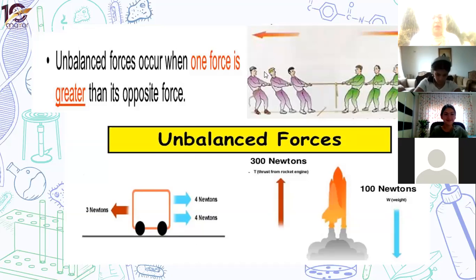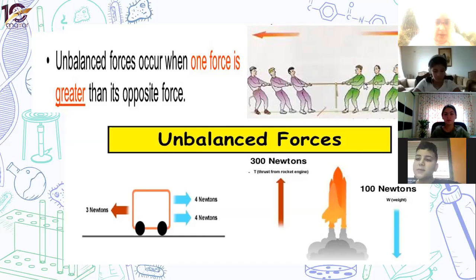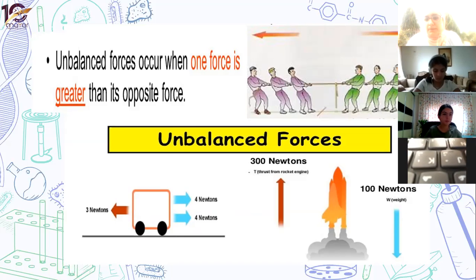You're most welcome. Let's move to unbalanced forces. Unbalanced forces are when I have one force more than the other. So in here I have 8 newtons and 3 newtons. So definitely the car is going to move toward the blue. They are pulling the ropes in here. The one who's applying more force is going to move towards him. This rocket here, upward 300, gravity 100. So the rocket is going to move upward.